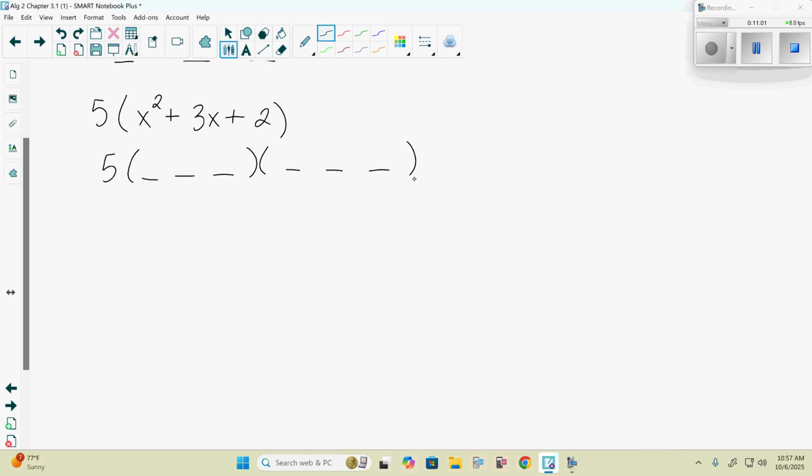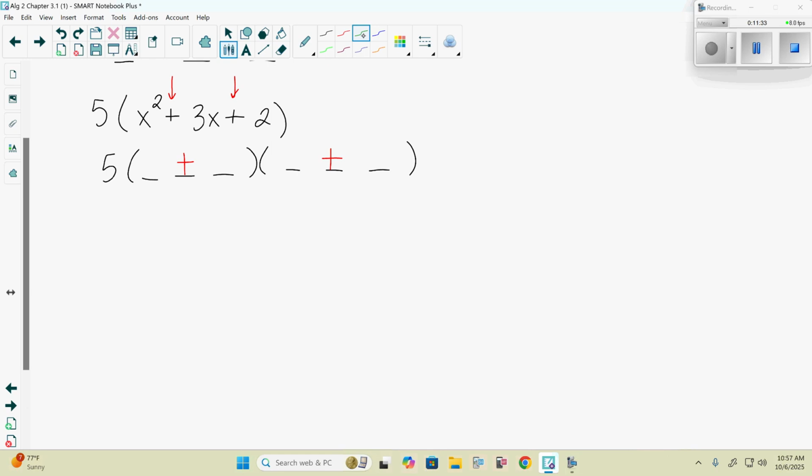So our middle term in this case is 3x, yes? And 3x's sign is what? Positive. Since the third term is positive, the signs are the same and match the sign of the middle term. So we have plus and plus. So we take care of steps 1, 2, and 3. Step number 4 is what? Find the factors of the first and third term.